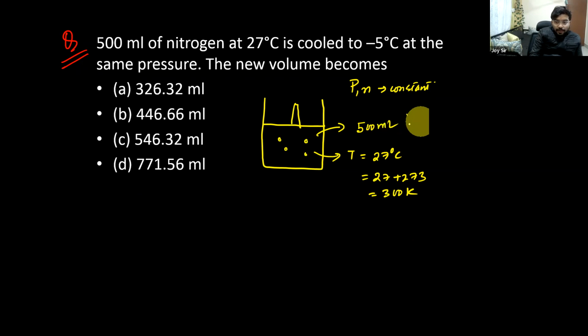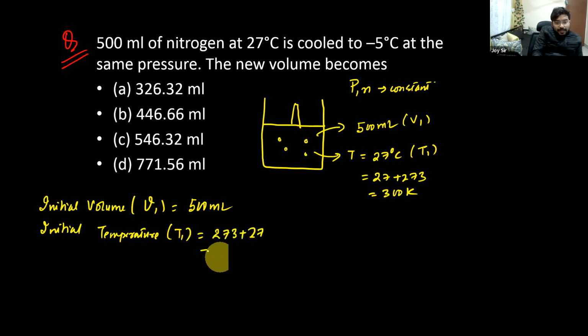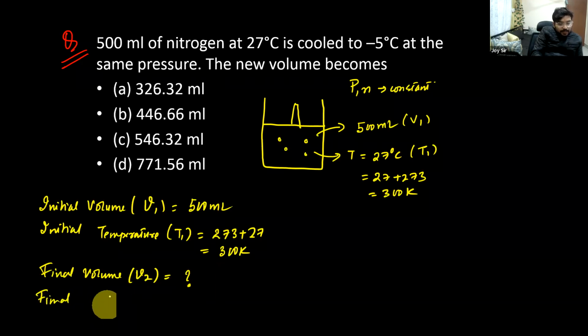Okay, so let us see. What is the initial volume? V1. What is the initial temperature? T1. Initial volume V1 will be equal to 500 ml. Initial temperature T1 will be 273 plus 27 degrees Celsius, that is 300 Kelvin. What is the final volume? Final volume V2, we do not know. Pressure is constant, right? So what is the final temperature? Final temperature T2 is equal to minus 5 degrees Celsius. So I'll write 273 plus of minus 5, that is 272 Kelvin.